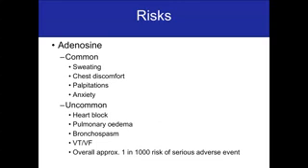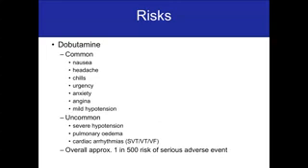Risks of adenosine, very common side effects are sweating, chest discomfort, palpitations, and anxiety. Very uncommon are the more serious events, such as heart block, pulmonary edema, bronchospasm, VT, or ventricular fibrillation. Overall, these are extremely rare, at most 1 in 1,000. Dobutamine, serious side effects are a bit more common, maybe 1 in 500. More common are nausea, headaches, chills, urgency, anxiety, angina, and mild hypotension. More uncommon, the more severe side effects such as severe hypotension, pulmonary edema, or cardiac arrhythmias, including SVTs or VT or VF.